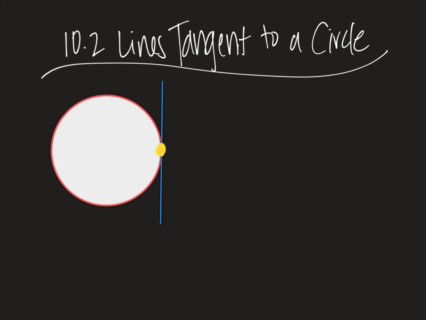All right, so today we are going to talk about lines tangent to circles. So in a circle, when a line connects to the outside of the circle in exactly one point, that is called a tangent. So this line right here, AB, is tangent to circle C at point D. So line AB is tangent to the circle at point D. D is called the point of tangency.